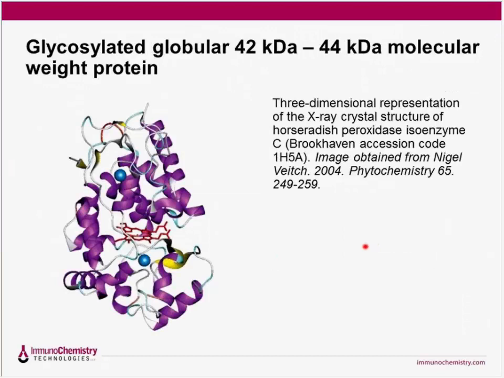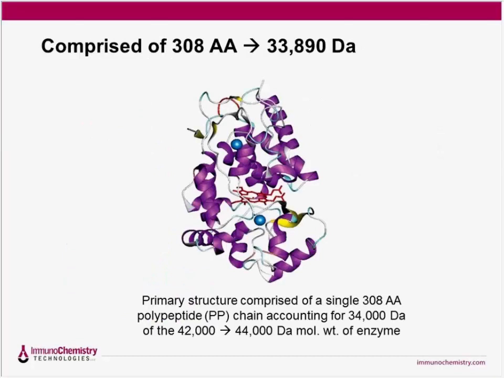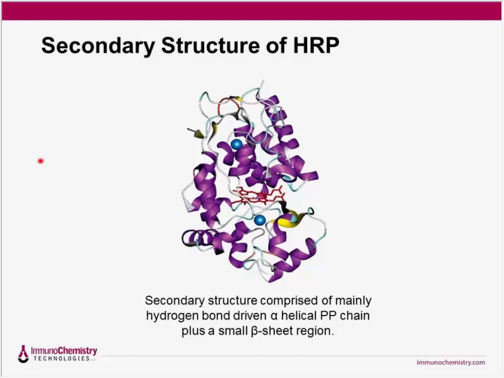HRP is a glycosylated globular protein, molecular weight ranging from 42 to 44,000. It's comprised of 308 amino acids, which accounts for roughly 34,000 of the 42 to 44,000 molecular weight of the enzyme. The secondary structure of HRP, as is obvious here, is made up of hydrogen bond-driven alpha helical structures here, as well as a couple small areas of beta sheet regions here and here.